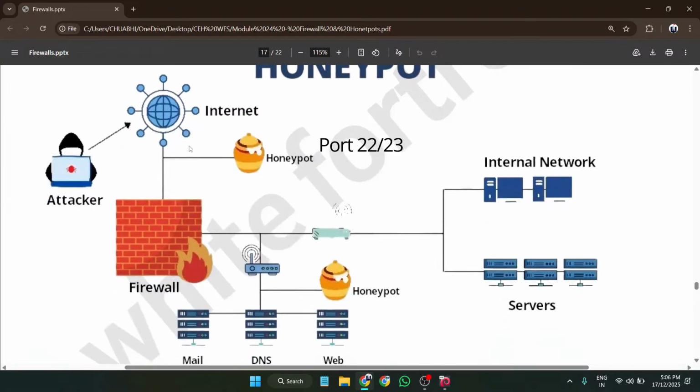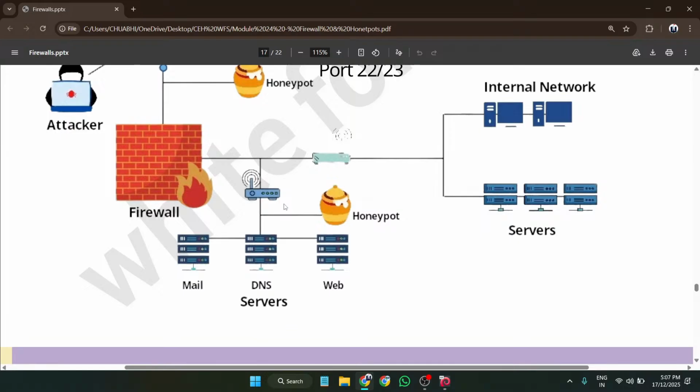Next thing, for example, the attacker thinks, okay, I'm not able to get through these ports like 22 and 23, so let's bypass the firewall that is in the network. So the attacker bypasses the firewall, and then gets to the public facing services like mail servers, DNS servers, and web servers. It tries to hack into the web server, DNS server, or mail servers. These are basically public facing services provided by the company, by the organization.